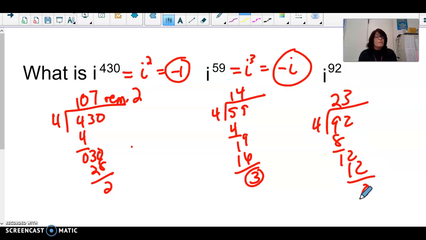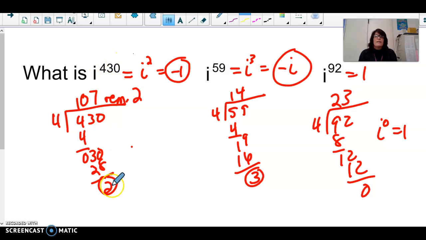Remainder of 0. I said 1, 2, 3, or 4, but think about it. When I divide by 4, I'm not going to have a remainder of 4. A remainder of 0 means it's the same as i to the 4th. Think of it as i to the 0. Anything to the 0 is 1. The remainder is the exponent that goes on i.